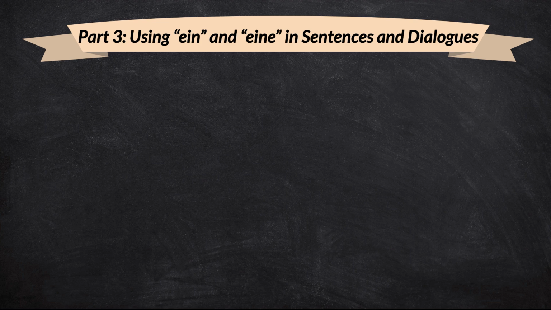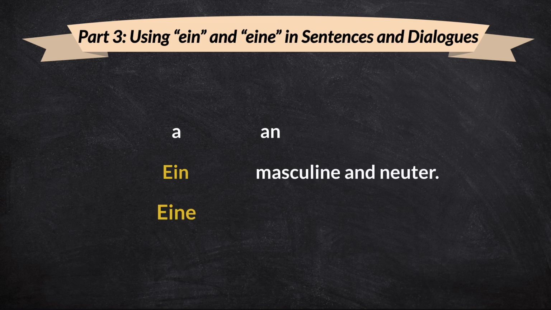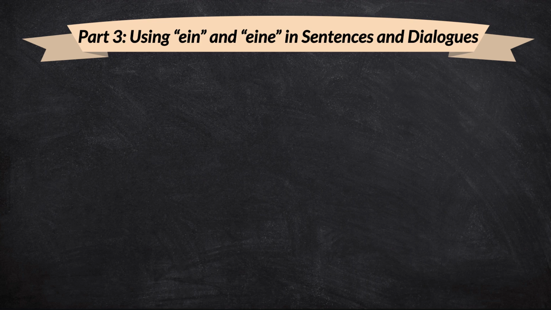As you can see, the word for a or an in German changes based on the gender of the noun. Ein is for masculine and neuter. Eine is for feminine. And remember, when you learn a noun, always learn it together with its article. That way, your grammar becomes more natural.